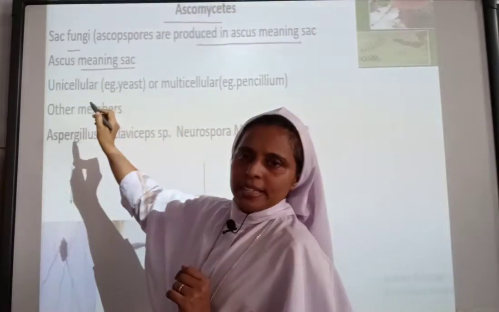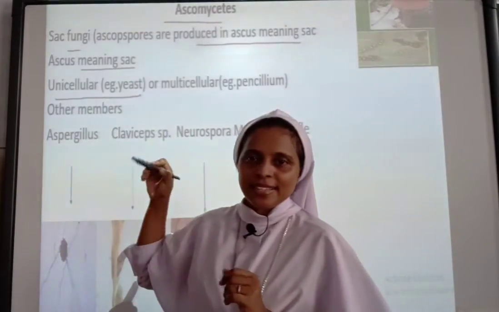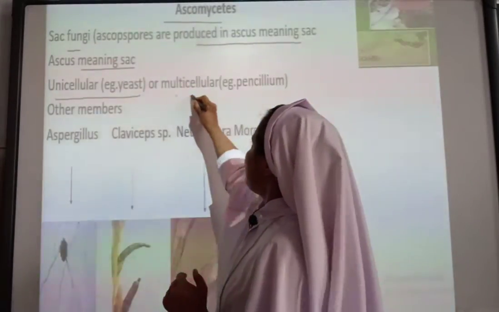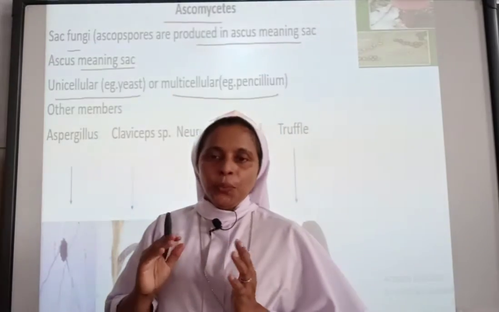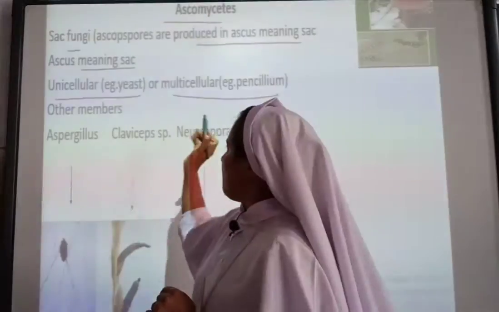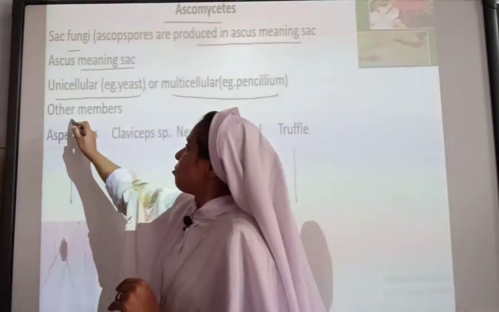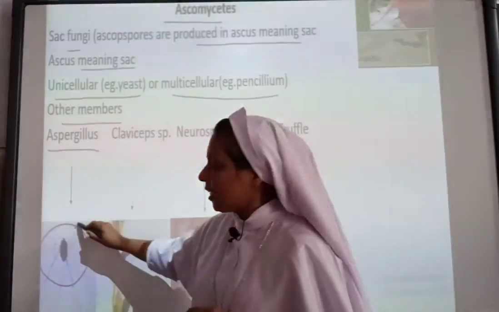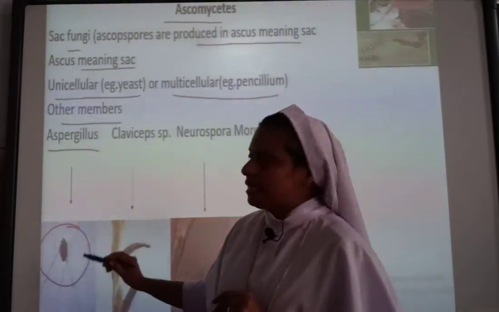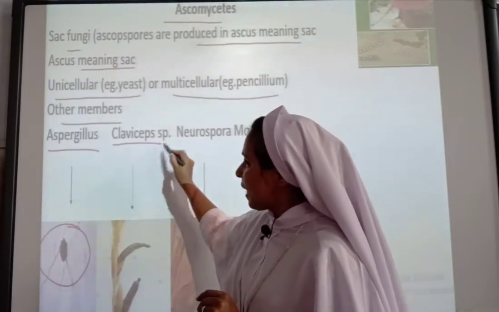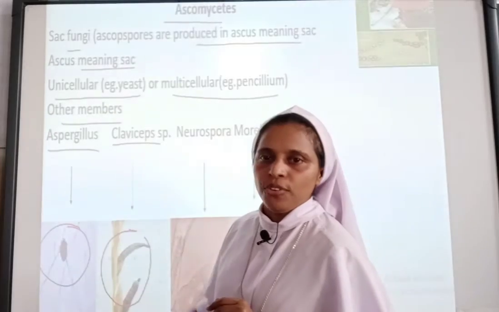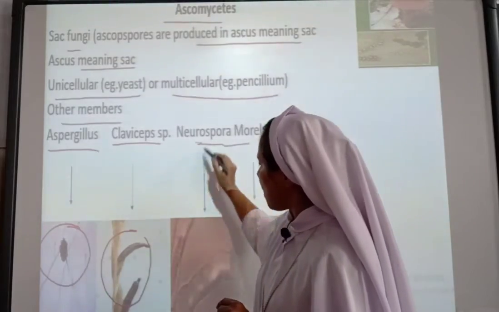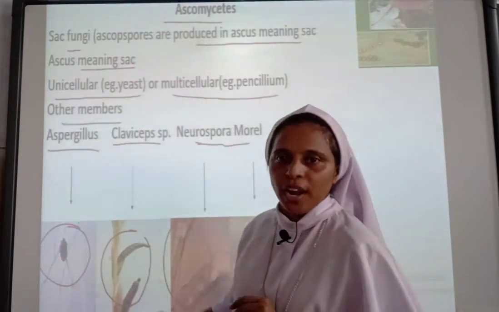So here ascomycetes can be unicellular like yeast and multicellular like penicillium. Other members that belong to the ascomycetes are Aspergillus. You can see here the diagram of Aspergillus. And the next example is Claviceps. You can see here the image of Claviceps. And the next one is Neurospora crassa. You can see here the image of Neurospora crassa.